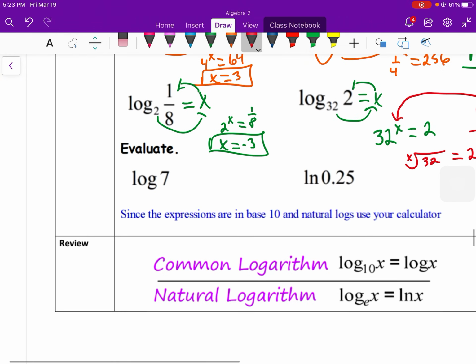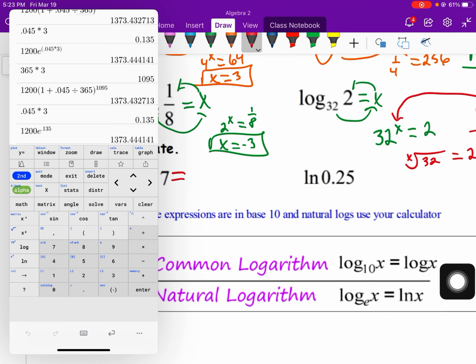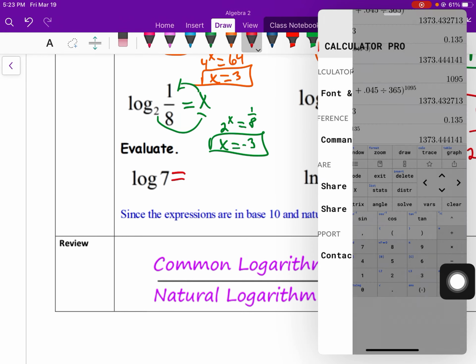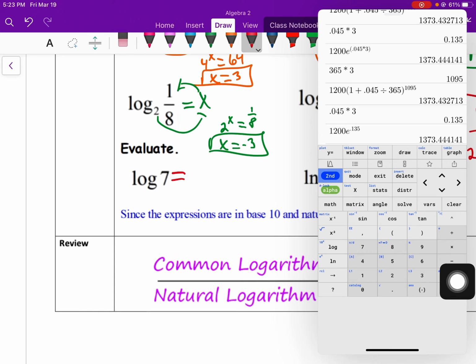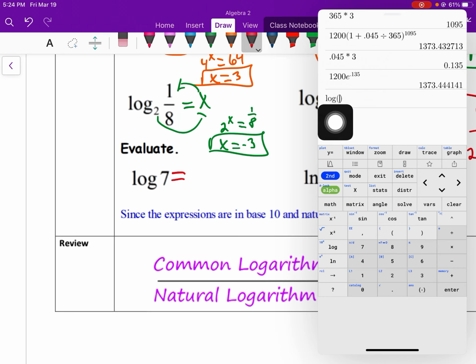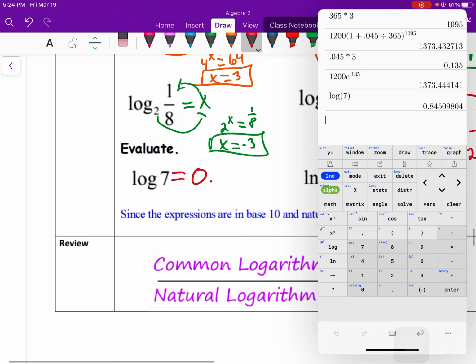Now with these last two, we're going to use a calculator. Log base 10 of 7, again the 10 is implied. Since the expressions are in base 10 and natural log, you use your calculators. So let's check. We just want log. Log of 7 is already implying a base 10. It equals, it's a fraction, the same fraction I got earlier, so that's good. 0.845. Typically I'll probably have you round to the nearest hundredth.